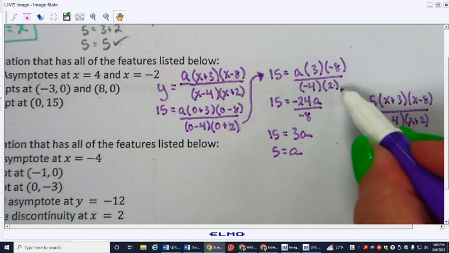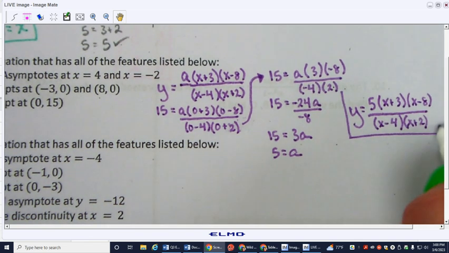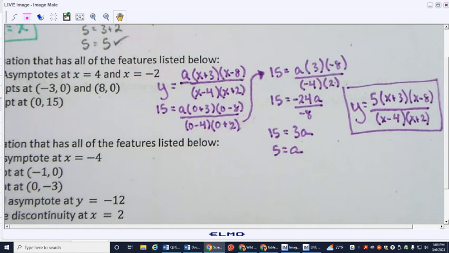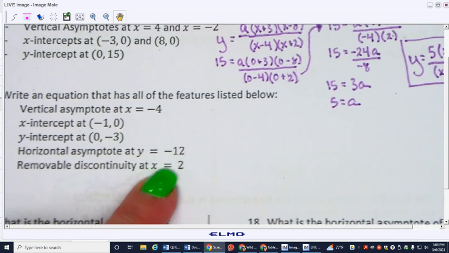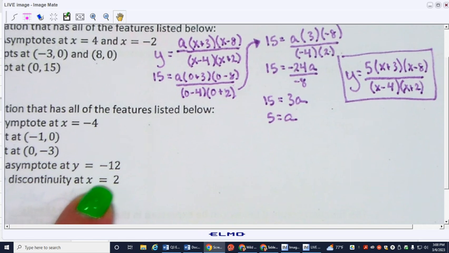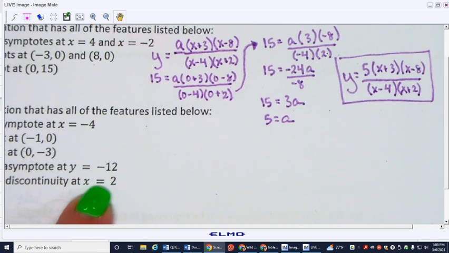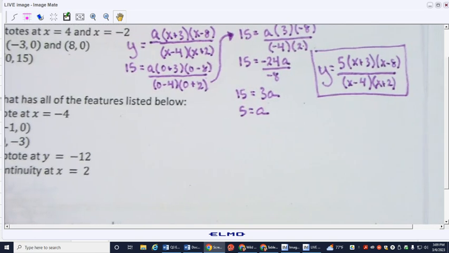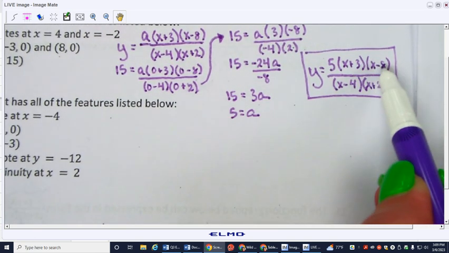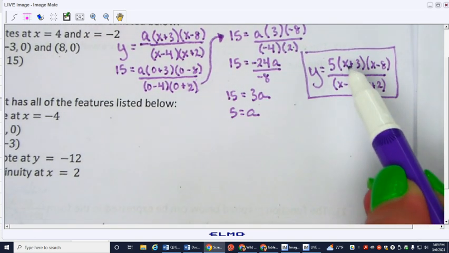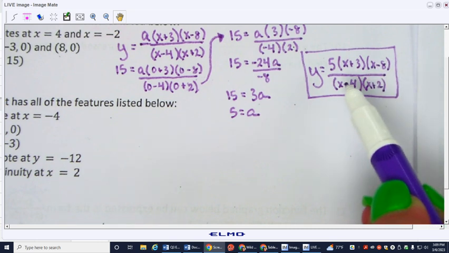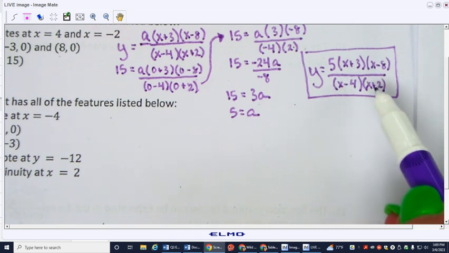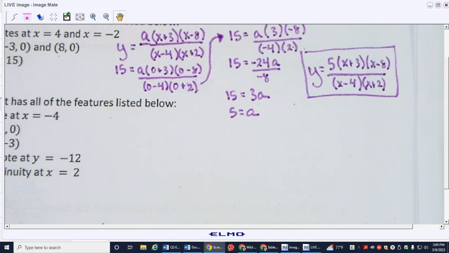If this problem had any removable discontinuities, any holes, like the next one does, where I have x equals 2, that means I'd need an x minus 2 in the top and an x minus 2 in the bottom, right? Your horizontal asymptote, if you have the same number of factors in the top and the bottom, so I've got x and x, so that's an x squared, x and x, so that's an x squared, so that's going to be x squared over x squared. You'll have the same degree. It should be the ratio of the lead coefficients.